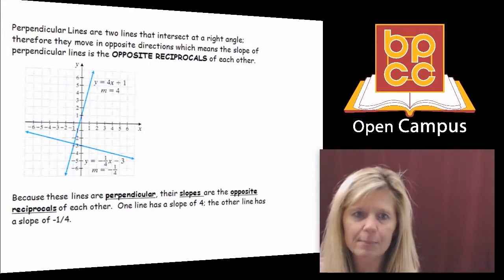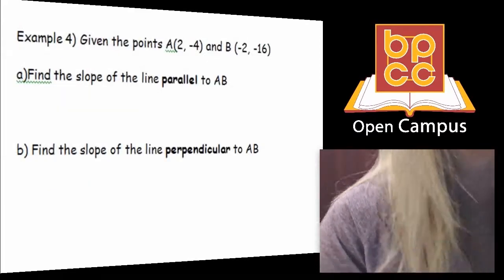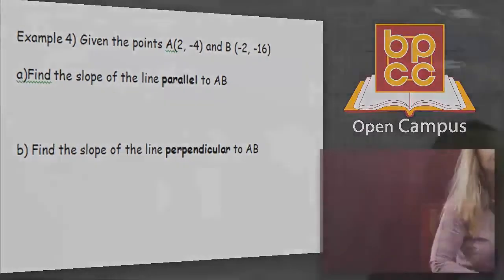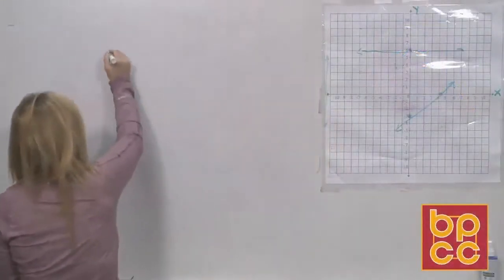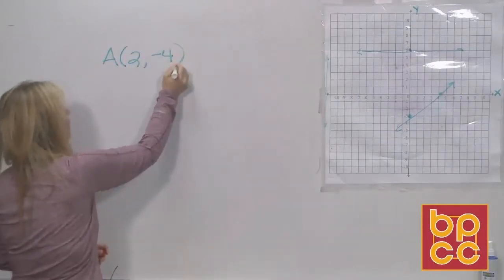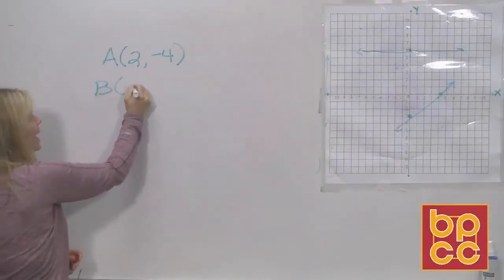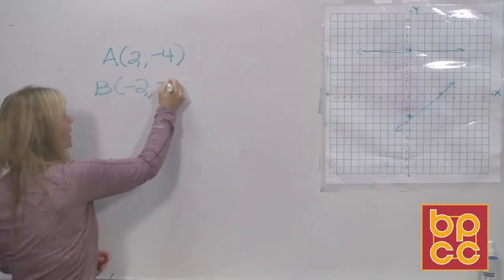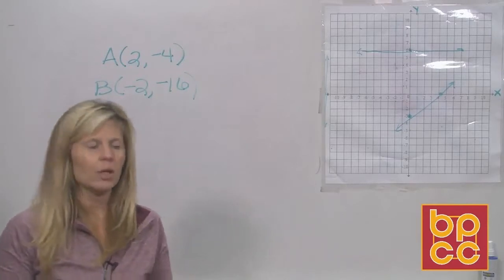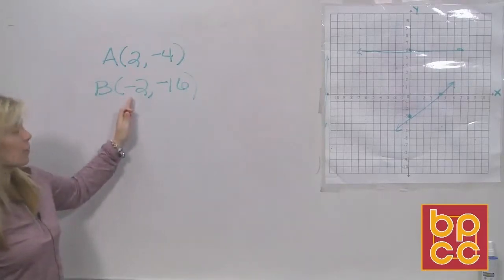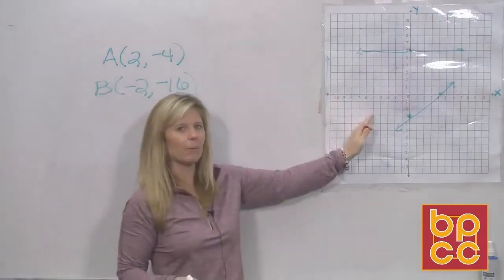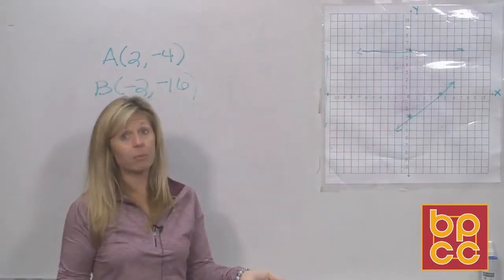So let's try an example. So if you look here, we're going to go up to the board, we're going to look at this example. So let's go to the whiteboard. Okay, I'm giving you 2 points. Point A is at 2, negative 4. Point B is at negative 2, negative 16. And the direction says find the slope. So we just learned there are many ways to find slope. We could plot these points and count boxes. But here I am, I have a problem.